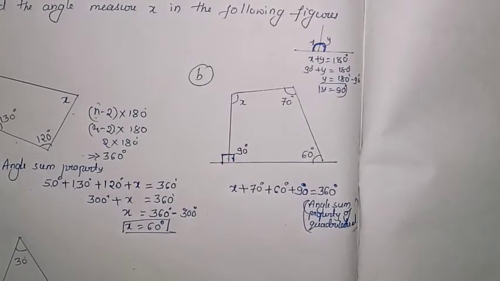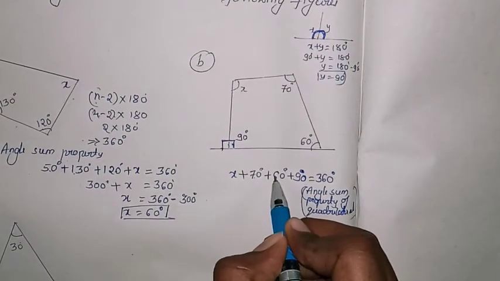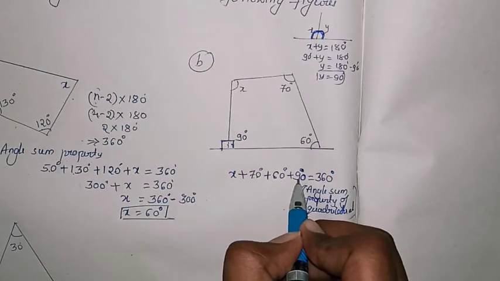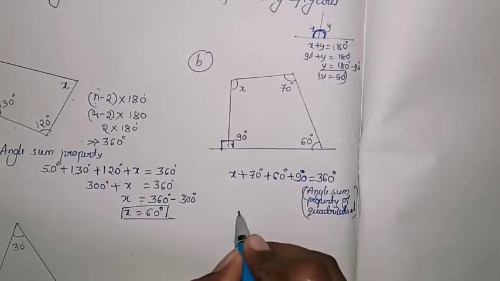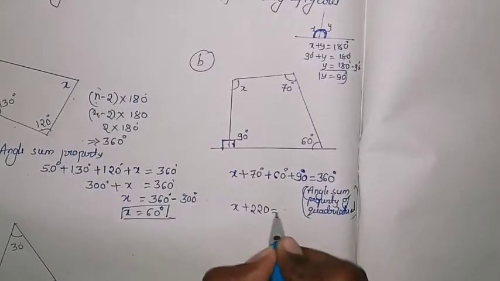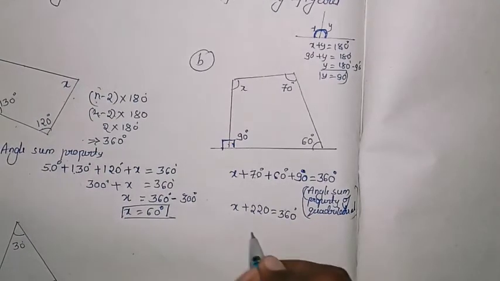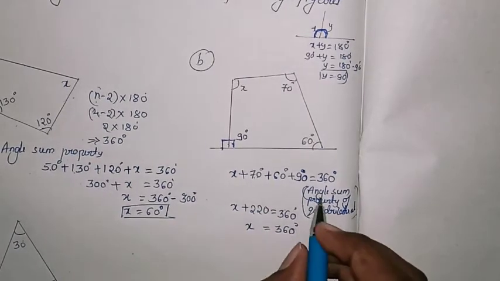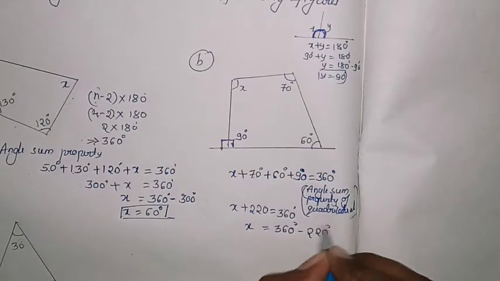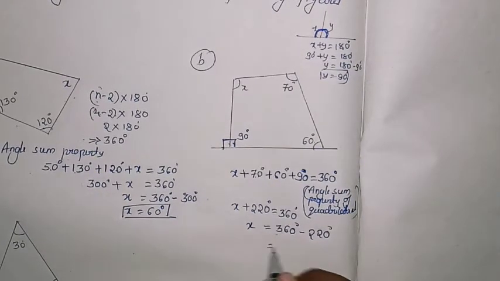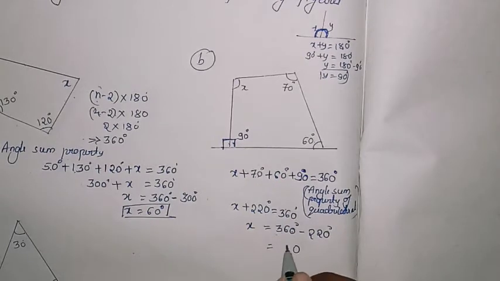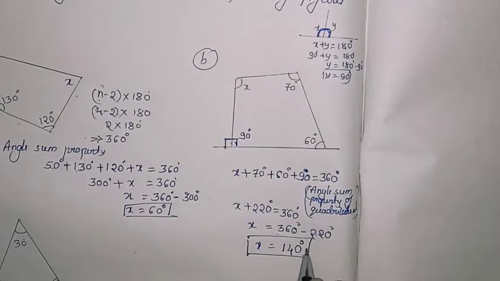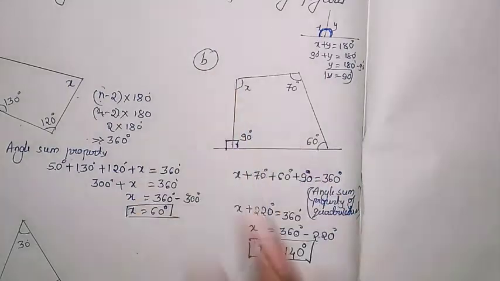Okay. Now 70 plus 60 is 130. 130 plus 90 is 220. So x plus 220 degrees is equal to 360 degrees. We want the x value. So for that, x is equal to 360. As it is positive, if it comes to the right hand side, it will become minus 220 degrees. So 360 minus 220 degrees. 0 minus 0 is 0. 6 minus 2 is 4. And 3 minus 2 is 1. So x is equal to 140 degrees. So this is our second problem, that is the B answer.